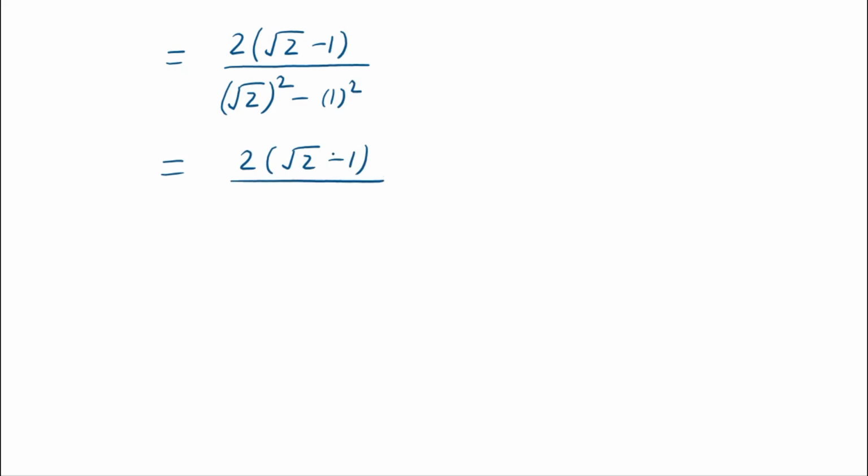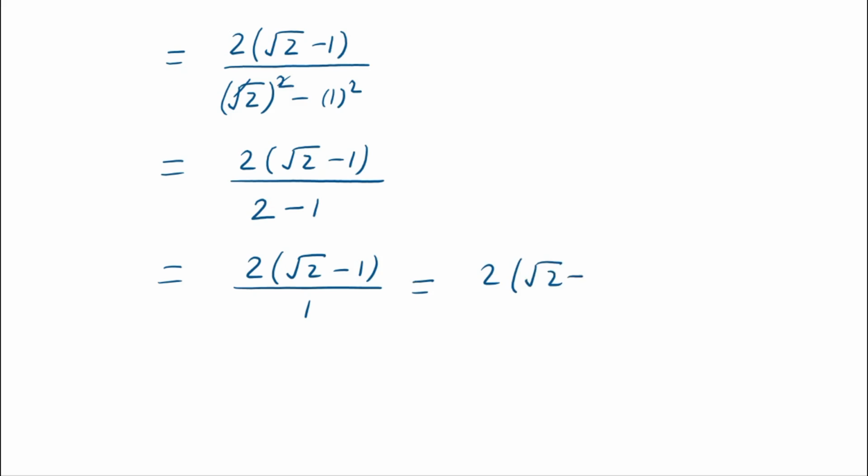In the numerator 2 times square root of 2 minus 1. In the denominator part, the square root is cancelled out by this square, then you will get 2. Minus 1 squared is 1. In the numerator 2 times square root of 2 minus 1, divided by 2 minus 1 which is 1, and this is the same as 2 times square root of 2 minus 1. Now this 2 is multiplied inside the bracket, then you will get 2 times square root of 2 minus 2. This is our final answer.